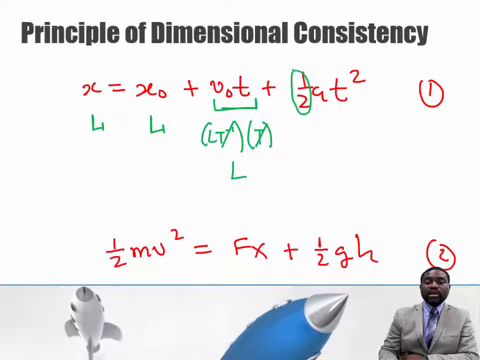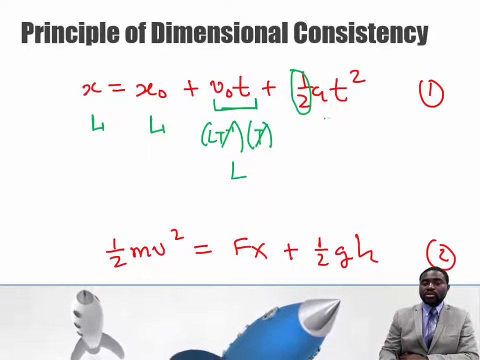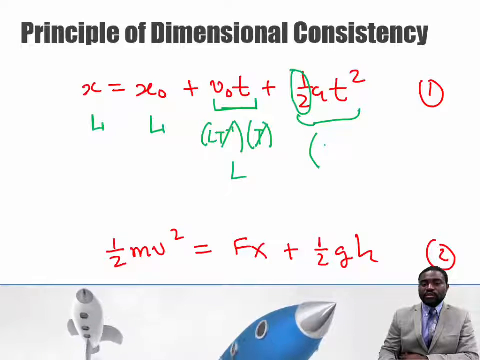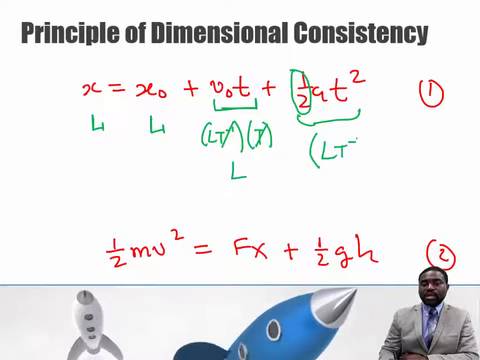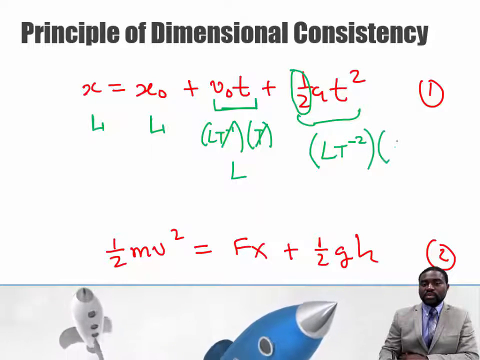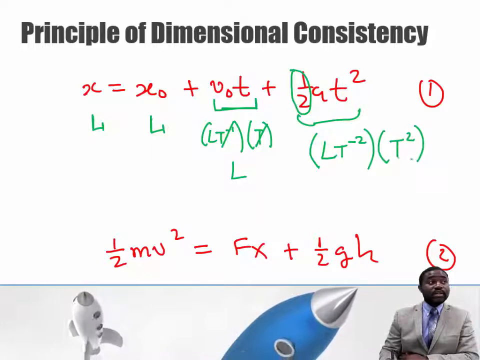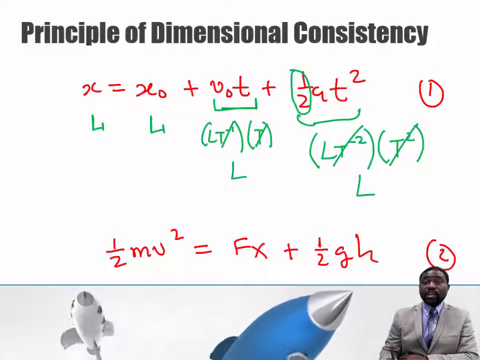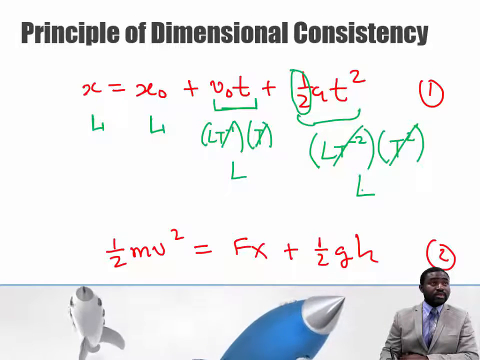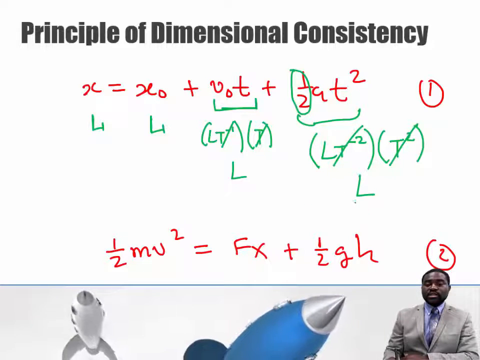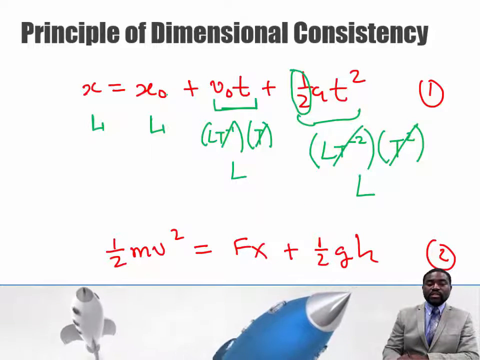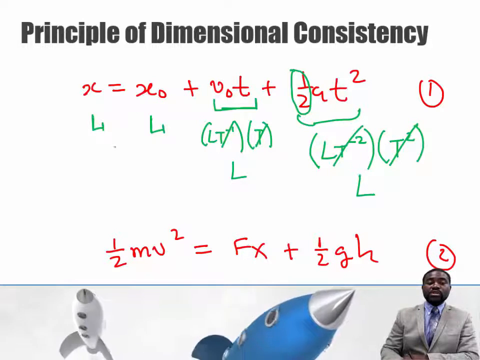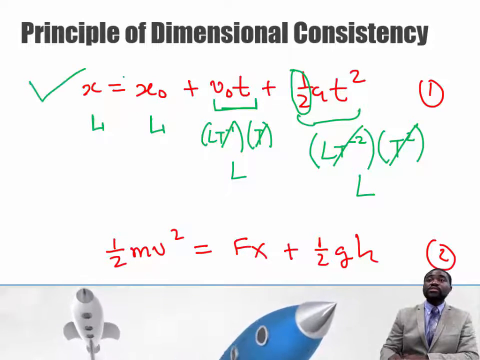Numbers are dimensionless. So let's look at the dimension of this term. This will be LT minus 2, and this will be T squared, right? This and this takes care of each other, and we are left with L. So you realize that this term, and this term, all of them have the same what? Dimensions. As a result, this equation is correct.